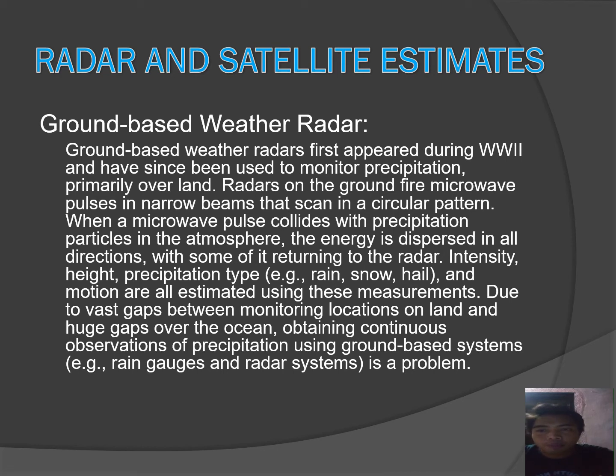Due to vast gaps between monitoring locations on the land and huge gaps over the ocean, obtaining continuous observation of precipitation using ground-based systems, such as rain gauges and radar systems, is a problem.